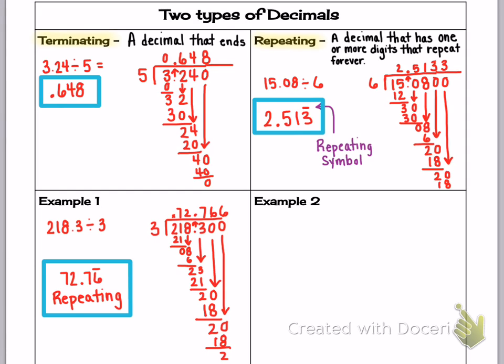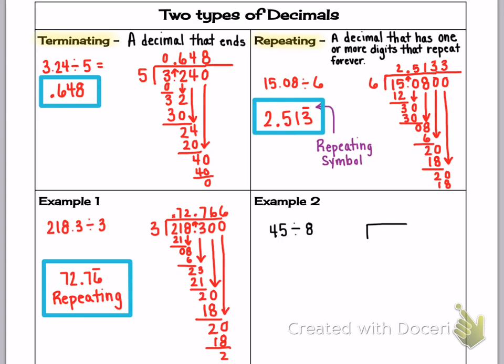Okay, for example 2, let's try 45 divided by 8. Go ahead, try it out. See you in a minute.